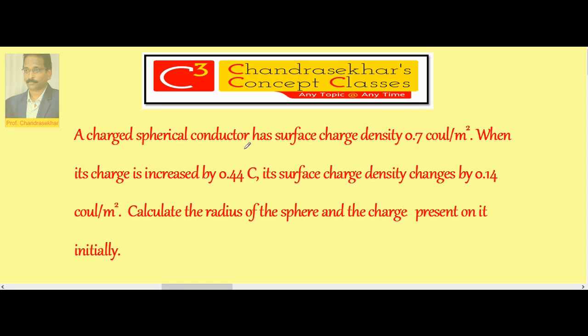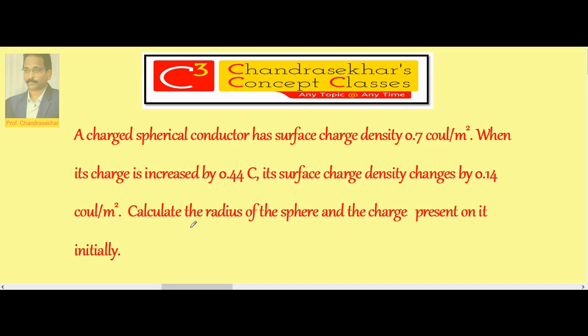A charged spherical conductor has surface charge density 0.7 coulomb per meter square. When its charge is increased by 0.44 coulomb, its surface charge density changes by 0.14 coulomb per meter square. Calculate the radius of the sphere and the charge present on it initially.